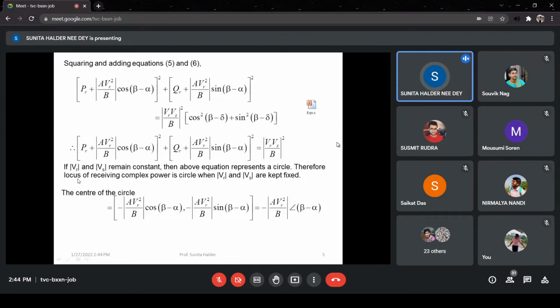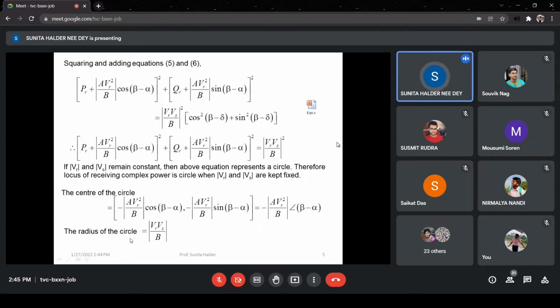So what will be the center of the circle? X plus a whole square, y plus b whole square. So the center will be x equals minus AVR square by B cos of beta minus alpha, and y will be minus AVR square by B sin of beta minus alpha. This we can write in polar form as magnitude AVR square by B at an angle beta minus alpha with negative sign. Why with negative sign? Because both of them have negative sign.